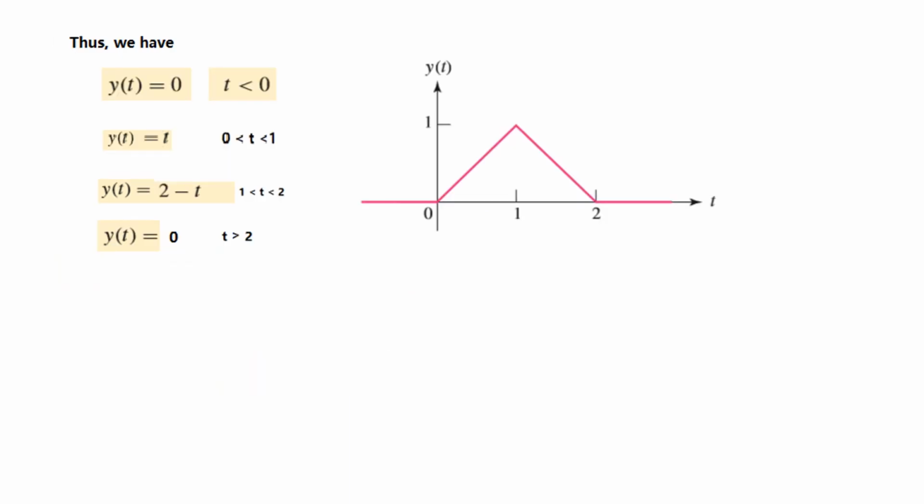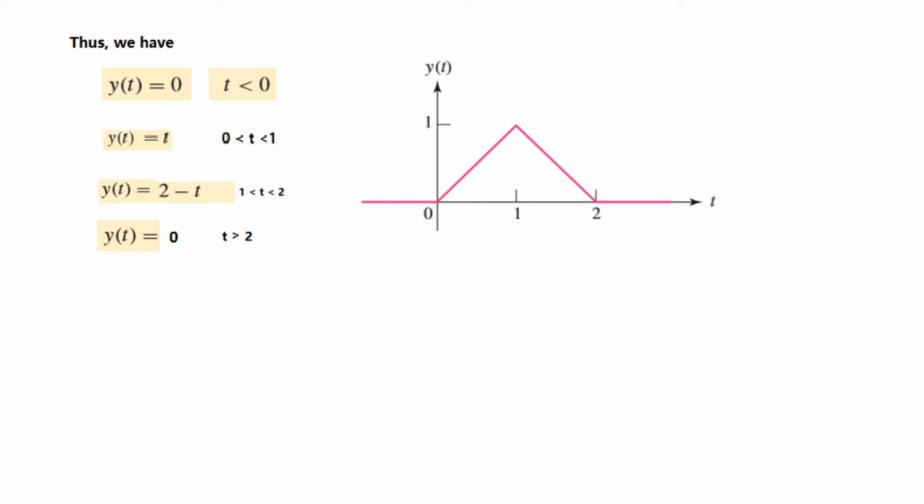Now let's summarize. This is exactly the same answer that we got in the previous video. For t less than 0, y(t) is 0; between 0 and 1, y(t) is t; between 1 and 2, it is 2 minus t; and for t greater than 2 it is 0. I had explained how to plot this in the previous video, but we'll just repeat. For t less than 0, the output is 0, so a 0 line. Between 0 and 1, this is t, so you know y is equal to mx plus c.